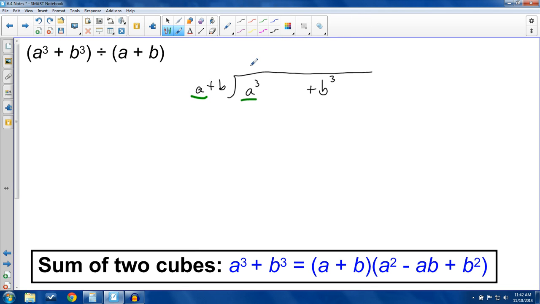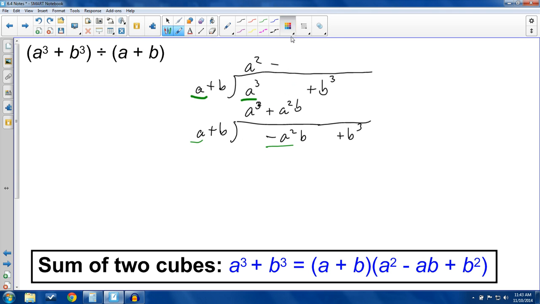Okay, so a goes into a cubed, a squared times. So you're left with a times a squared is a cubed, b times a squared is a squared b. We got to subtract. A cubed minus a cubed is 0. 0 minus a squared b is negative a squared b. I'm going to bring down my, well, I don't have to bring down my b cubed yet, but I might as well. Plus b cubed. How many times does a go into negative a squared b?